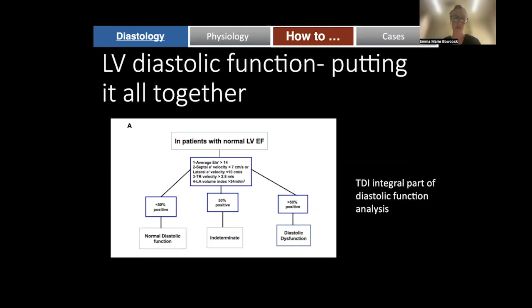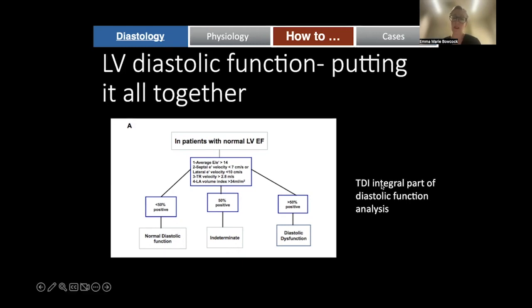So yeah, just to recap then, putting it all together in terms of that framework with the guidelines. Remember, guidelines are guidelines, patients are all different, and we've got to always put it into context. But in patients generally with a normal ejection fraction, so more than 50%, we are going to be looking at, for the reasons we mentioned, you can't use E to A ratio for the reasons I mentioned right at the beginning. So we use the average E to E prime of more than 14, septal velocity less than 7 centimeters per second, lateral of less than 10, a TR velocity of more than 2.8, and a LAVI more than 34. And if more than half of these are positive, it's diastolic dysfunction. If less than 50% are positive, then it's normal. And of course, we have this huge group in between. Probably most patients fall in this indeterminate category.